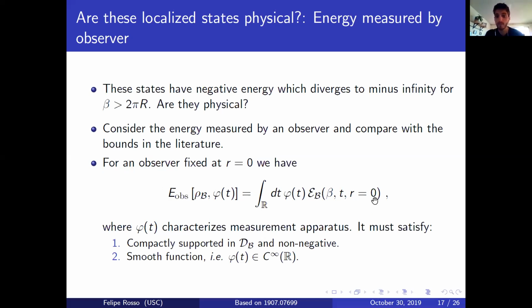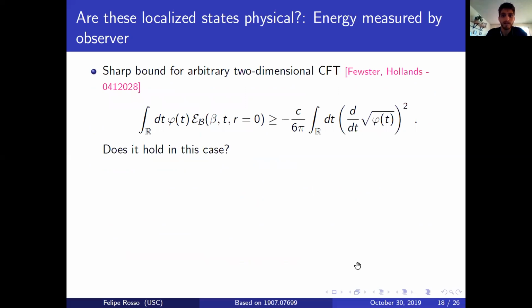And whenever people bound this type of quantities, it is a requirement that this function is smooth. So let me show you one of the simplest bounds people have derived, and it is the following. Let us consider an arbitrary two-dimensional CFT, okay? And on the left-hand side, we have the quantity I have just defined, and this quantity gives the energy measured by the observer, okay?